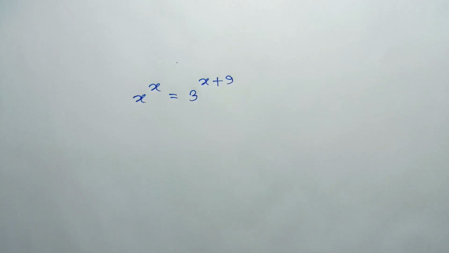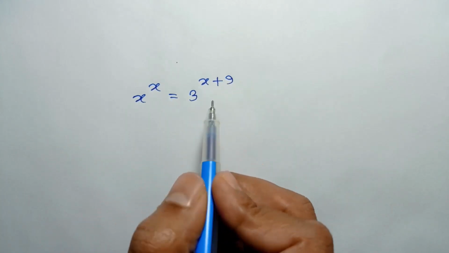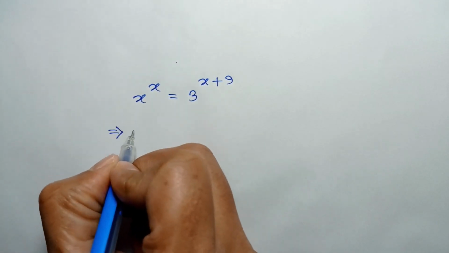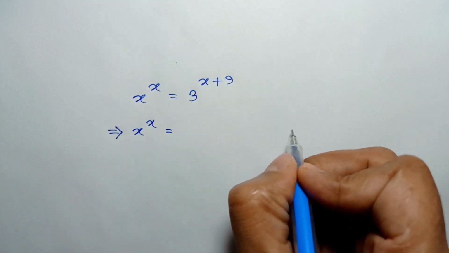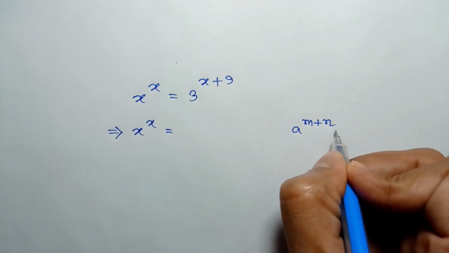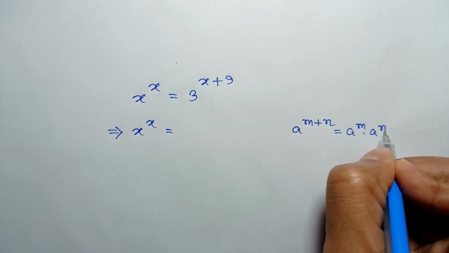Hi everyone, in this video I am going to show how to solve x to the power x is equal to 3 to the power x plus 9, or x to the power x is equal to, according to this formula, a to the power m plus n is equal to a to the power m times a to the power n.